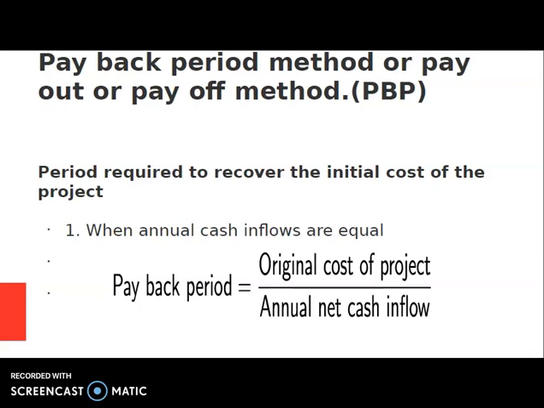So let us look at the first situation, when annual cash inflows are equal. The formula for this is payback period is equal to original cost of project, that is your investment, divided by annual net cash inflow, or your net earnings. So you're getting equal annual cash inflow. So original cost of project or your initial investment divided by your annual net cash inflow.